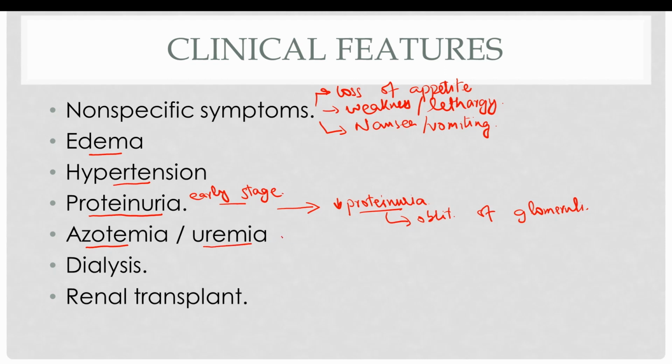The blood urea nitrogen is greater than 20 mg per deciliter, and the patient requires dialysis. Renal transplant is also indicated in the end-stage renal disease.